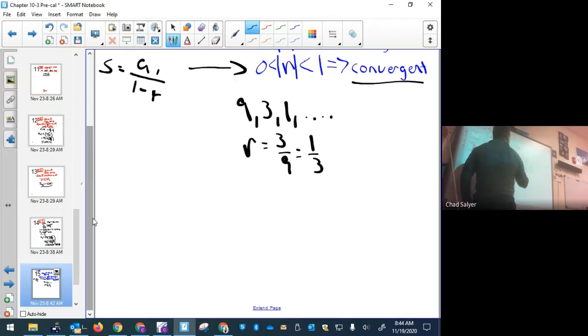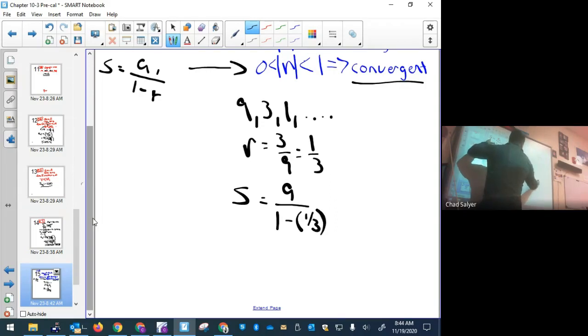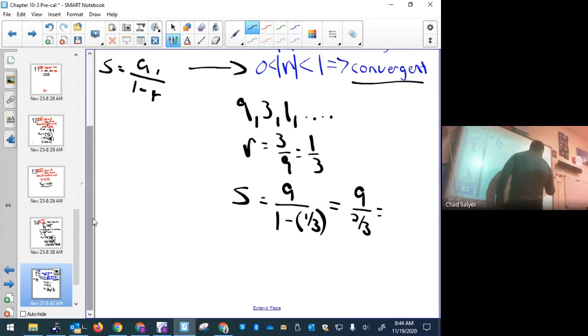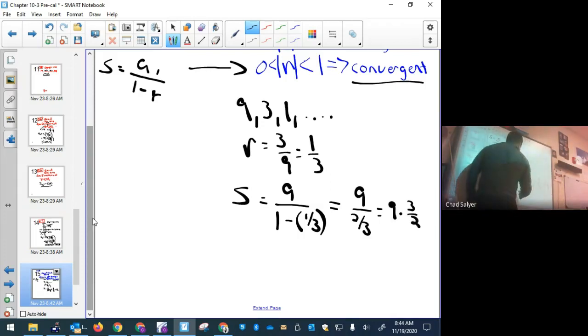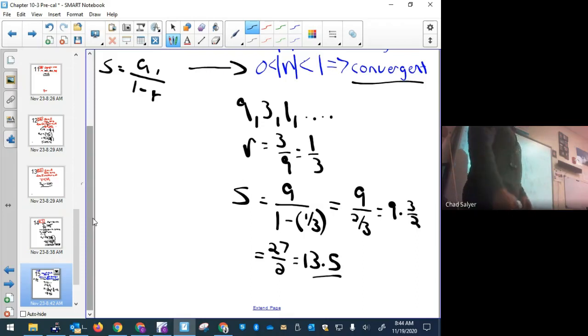All right, and we'll plug it into this formula. So the sum, if I were to add these up forever, it's going to be 9 divided by 1 minus 1/3. So that's 9 divided by 2/3. Remember how to divide by a fraction. Keep, change, flip. So this is 9 times 3 over 2, 27 over 2, 13.5. So if I added these up forever, and that's interesting because you see 9 plus 3 is 12, plus 1 is, we got 13 right here. Everything else forever is 0.5.